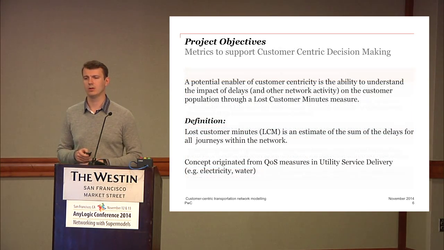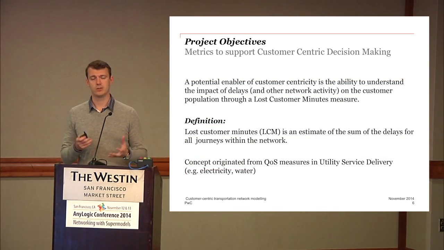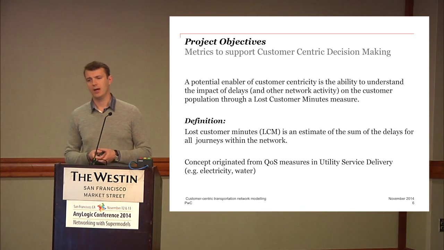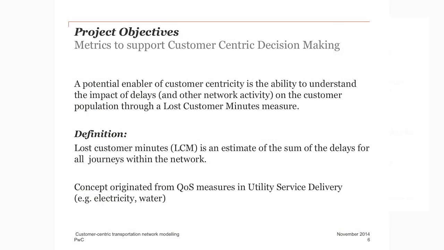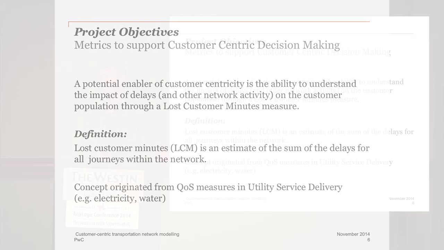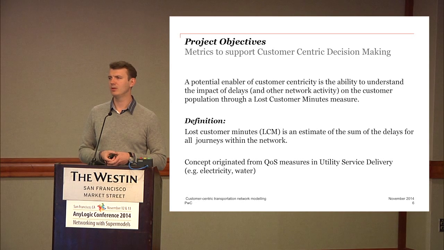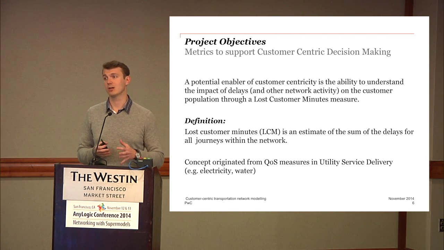So to do that, we're going to pick a metric. We have identified lost customer minutes as a metric. The definition there is very broad. And of course, the major problem with stating it like that is that if you delay 1,000 people by 1 minute, that's not so bad. But if you delay 100 people by 10 minutes, that's actually worse, although the values are the same.